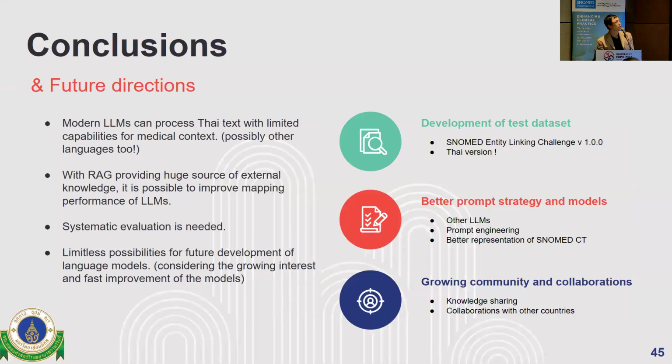So, the conclusions and future direction. First, we think modern LLMs can process Thai text, with maybe limited capabilities in the medical context, but possibly in the future they can. And with RAG, it improved the mapping performance of the LLMs. From the first one, we had about 1 out of 8 correct, then it became about half correct for ChatGPT 4o mini. And then we need a more systematic evaluation.